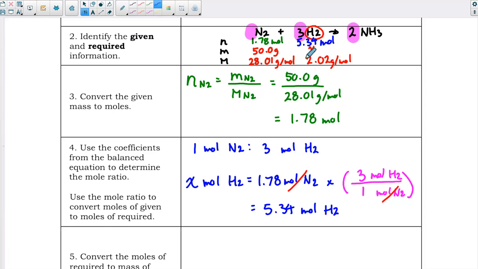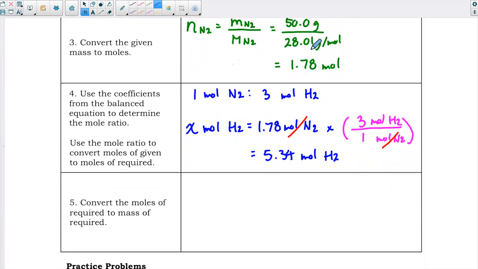So we can sub that in your little chart as a visual representation of what information you have. So the last thing is, you can see we have our moles, we have our molar mass, and we can easily calculate the mass of our H2. Okay, so we're going to convert the moles to the required mass. So the mass of H2 is equal to your moles of H2 multiplied by your molar mass of H2.